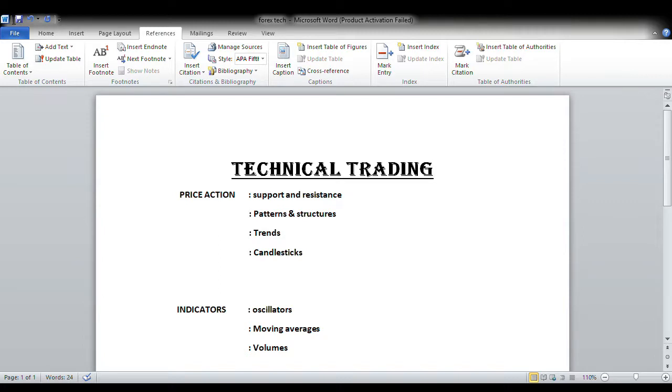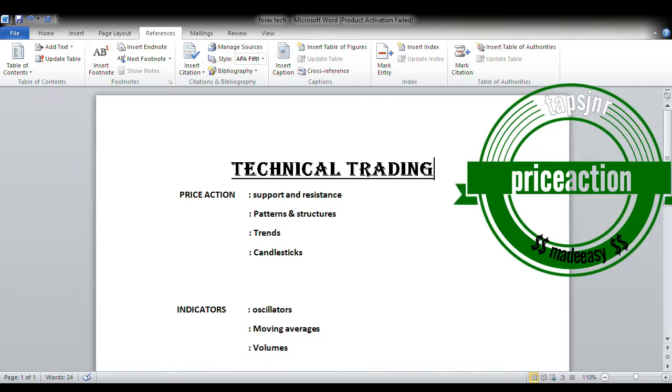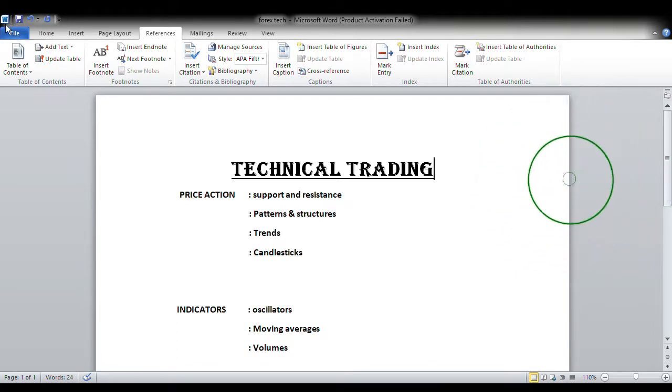So today's video is about technical trading. So what does it mean to be a technical trader, and what do we incorporate in technical trading? So I wrote down price action. This is whereby we'll be looking at the previous price history so that we can actually determine where price is going. So we focus on support and resistance, patterns and structures. We'll take a look at trends, candlesticks.